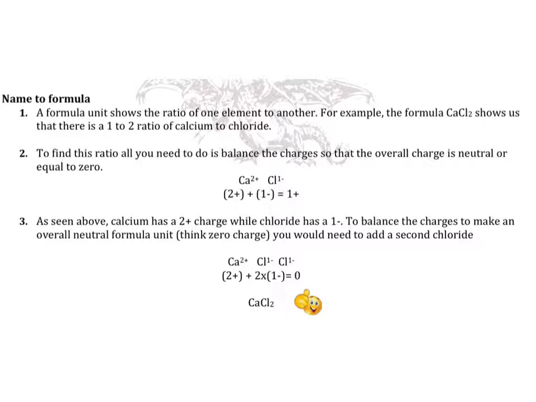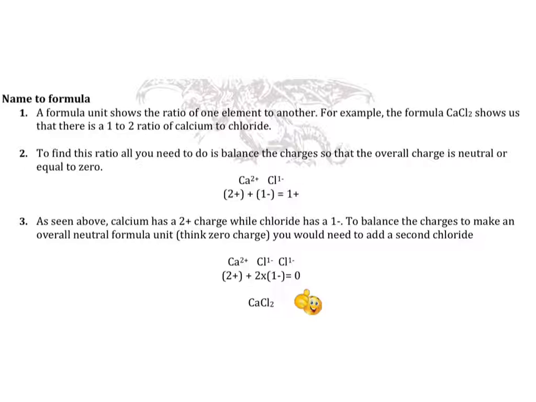All right, let's go ahead and talk about how we can come up with the formulas of ionic compounds. What's really important to note is that to come up with the formula for an ionic compound, you need to make sure that your charges are balanced. The overall compound has to be neutral, which means it has to have a zero charge.